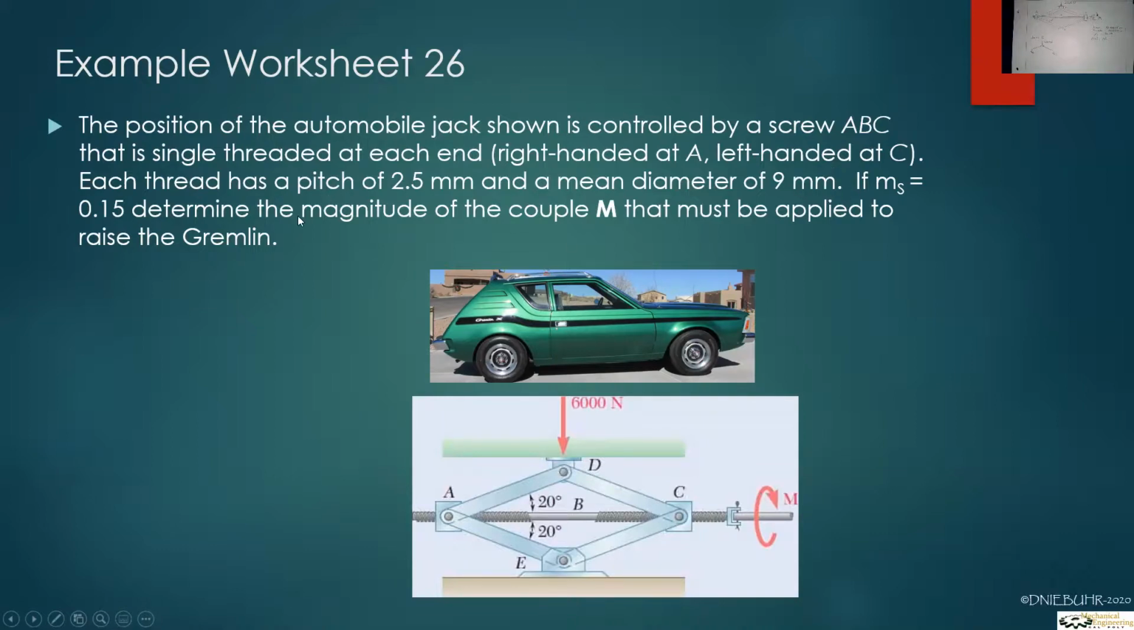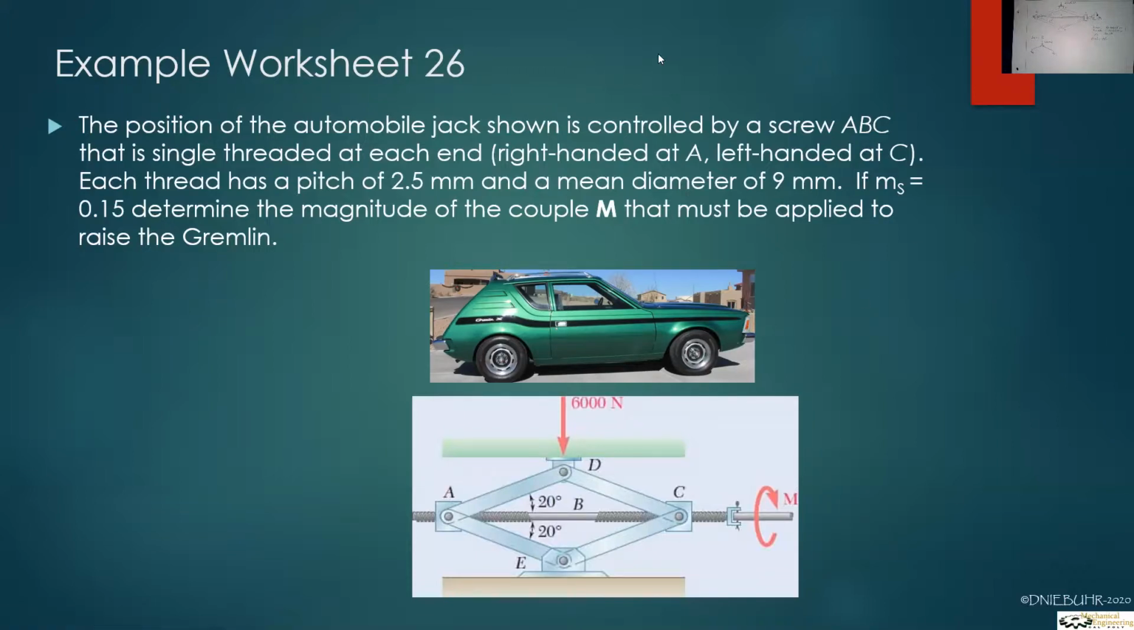We're given a few things. Each thread has a pitch of 2.5 millimeters and the diameter is 9 millimeters. That should say mu sub s; I didn't change it to simple. So the coefficient of friction is 0.15. We want to determine the magnitude of the couple M that must be applied. So what couple do we need?